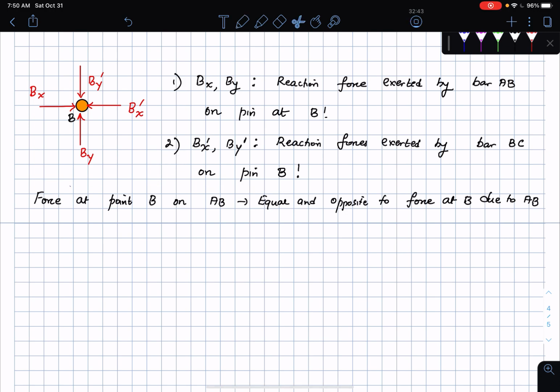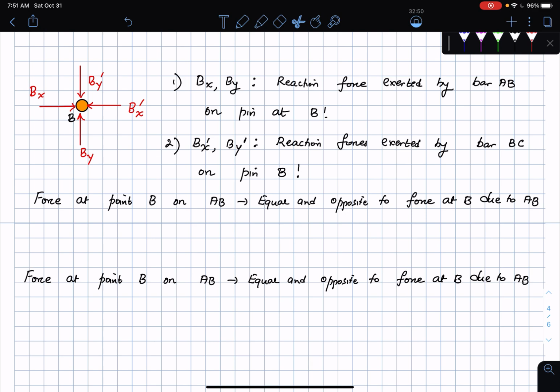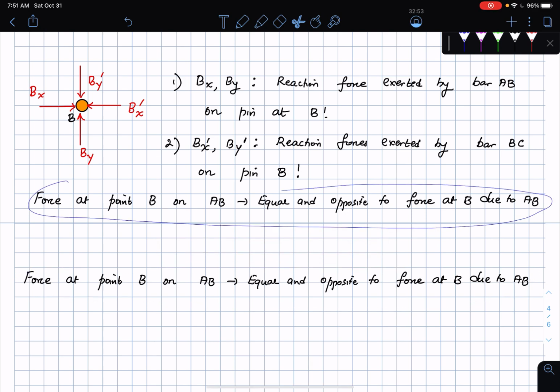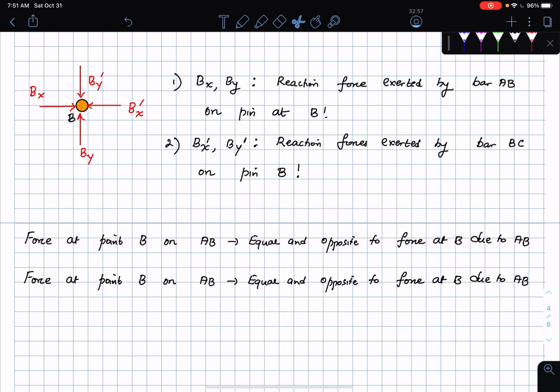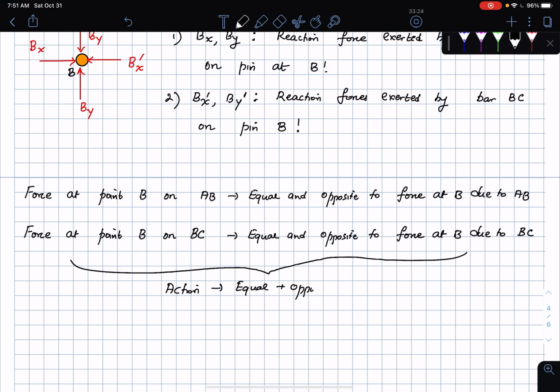So let me maybe just copy this down and then just change some of these words down here. So maybe let me have both of them down on this page here. Okay, so that we start on a fresh lease of life, and I just change this to the bar BC because that's also the same thing. They're all forces of action and reaction, right? So the force at point B on the bar BC should be equal and opposite to the force at point B due to the bar BC. Okay, so these are the forces of action and reaction. Action is equal and opposite to reaction. This is essentially Newton's third law that is applied here.